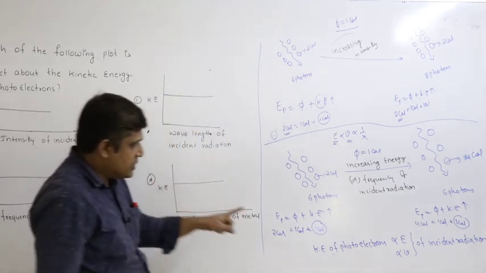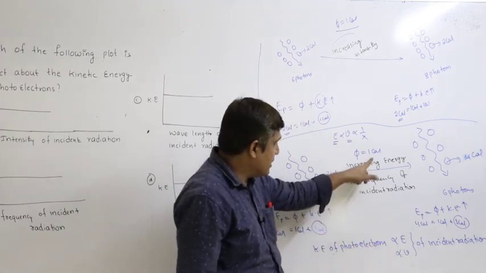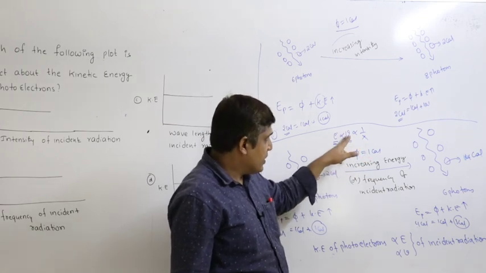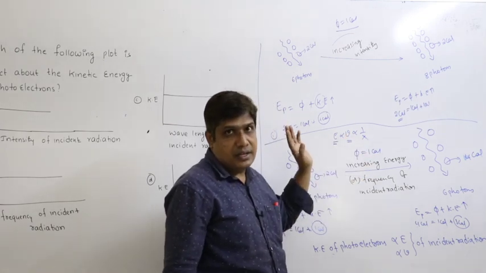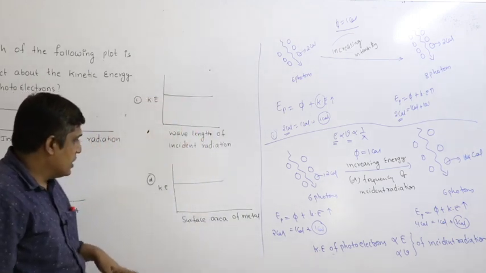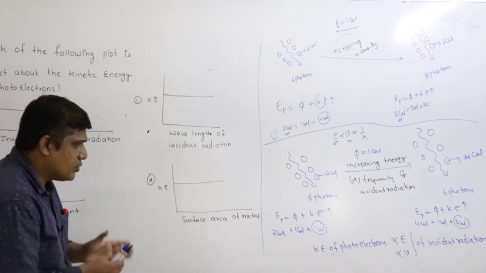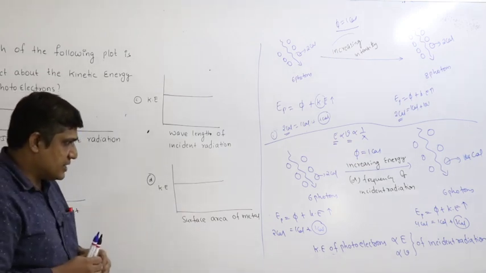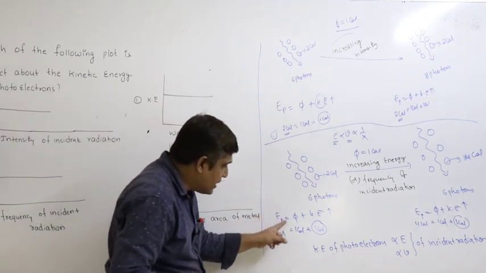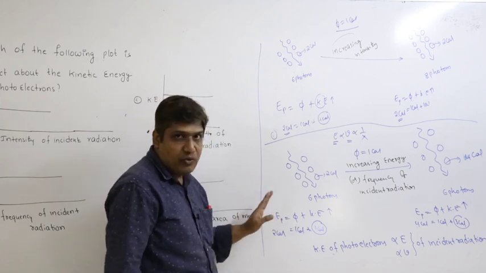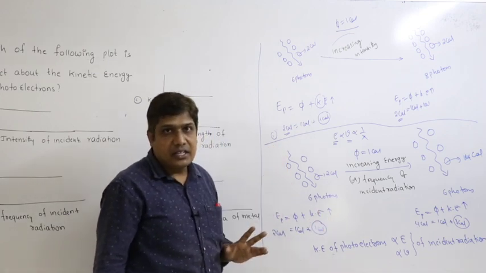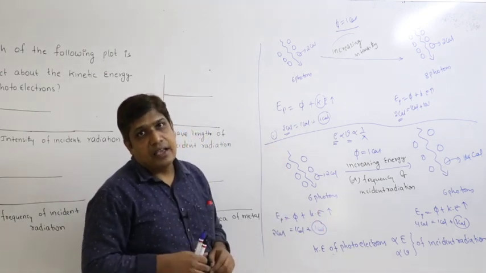Coming to wavelength, if it is proportional to frequency, it is also related to wavelength, right? So if frequency increases, wavelength decreases. So they are related, so you will not get a straight line. Next, surface area of metal. Whether you take smaller or larger surface area, the kinetic energy does not depend upon surface area. The kinetic energy depends upon the energy of photon. Higher the energy of photon, more extra energy will be left over, which will be utilized to increase the kinetic energy. So no way it depends upon surface area.